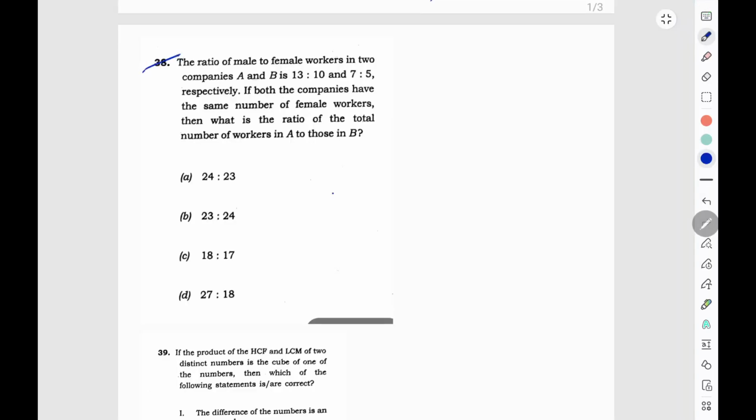Next question, question 38. The ratio of male to female workers in two companies A and B is 13 is to 10 and 7 is to 5. If both the companies have the same number of female workers, then what is the ratio of the total number of workers in A to those in B? So in company A, the ratio of male to female is 13 is to 10, and in company B the ratio is 7 is to 5.